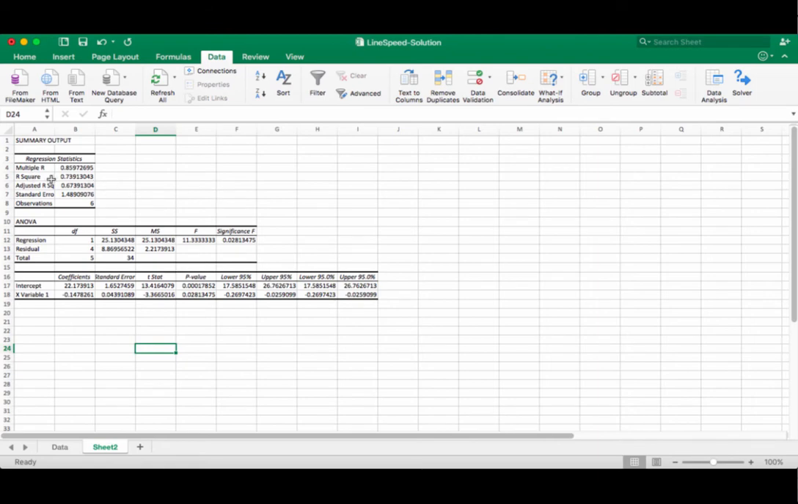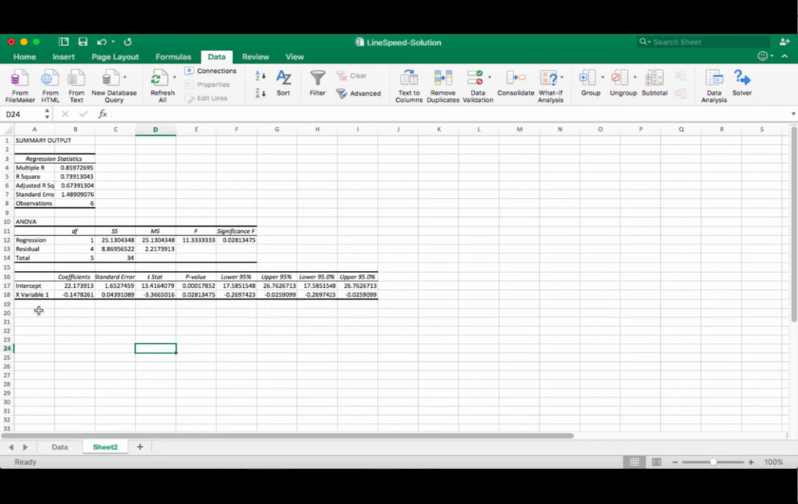We have the R square. R square is 0.7391, and this is the x variable and the intercept. Basically, we can rename it as well, but the coefficients are 22.17 for the intercept, and the x variable is negative 0.14 with this standard error.